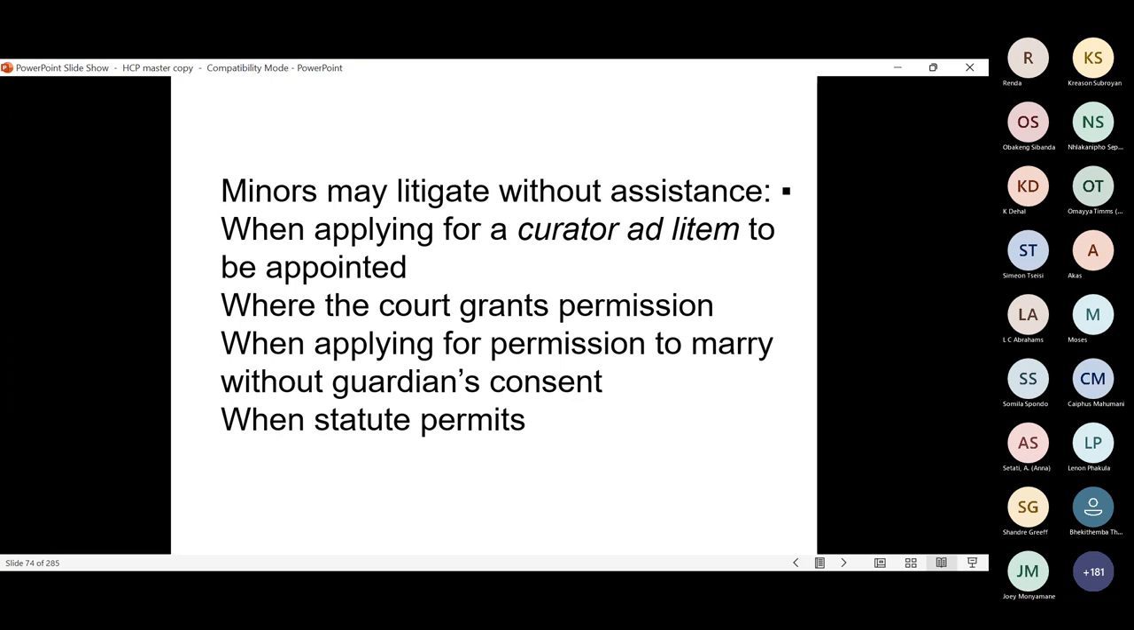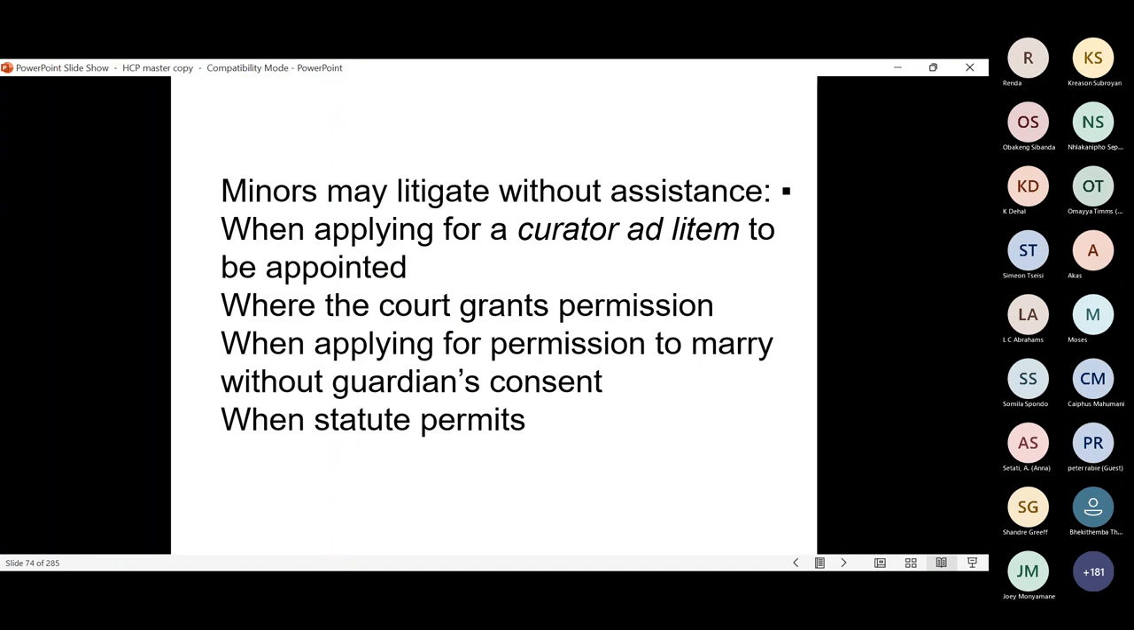So a minor may litigate without assistance when applying for a curator ad litem to be appointed. Now, sometimes a person doesn't have a parent or a guardian who was appointed, or a parent is absent in the child's life, but there's a claim that has to be instituted on behalf of the child, then you can apply for the appointment of a curator ad litem. That is a curator who assists and stands in for the minor during litigation. Now, in the application to have that curator appointed, the minor can act without legal assistance. Also, where the court grants permission for the minor to act without assistance, if the minor has applied to court to be emancipated. Or when applying for permission to marry without the guardian's consent, the minor may act without the permission. And when a statute permits a minor to act without the permission of a parent or guardian.